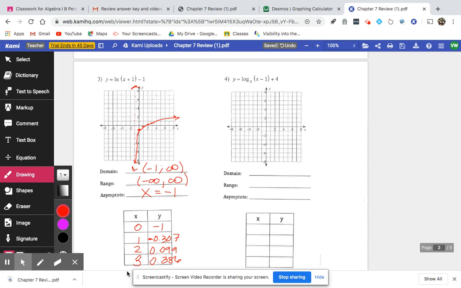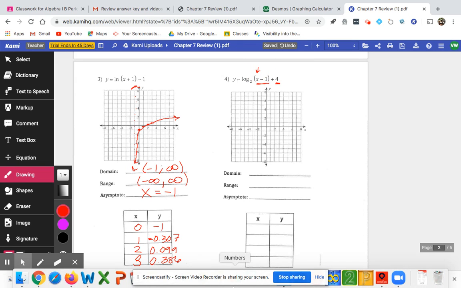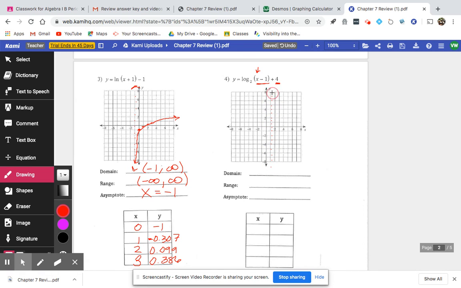Now, number 4, log base 2 of x minus 1 plus 4. Here we want to pick some relatively smart numbers. Remember what smart numbers are. So let's focus on this chunk first. The -1 means I need to move to the right one and up 4. This tells me that I'm going to have an asymptote at x equals 1. So putting that all together, I'm going to go ahead and put that there, x equals 1. I go over 1, up 4. There's my first point.